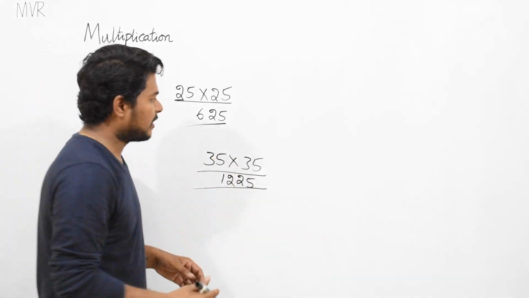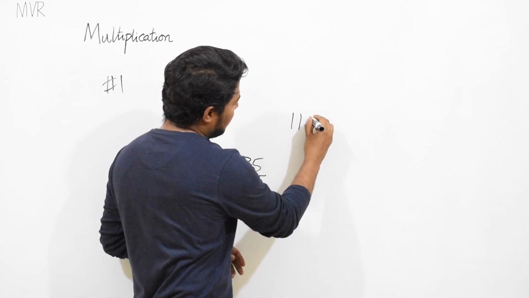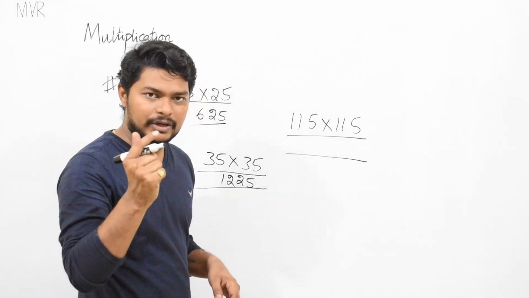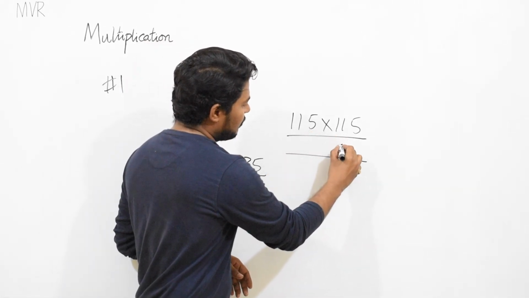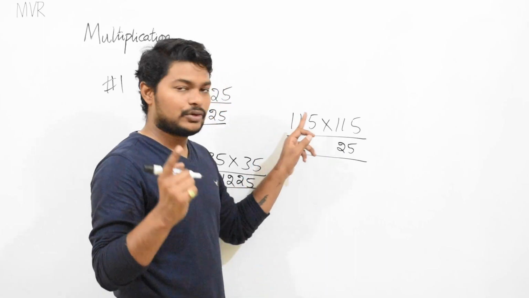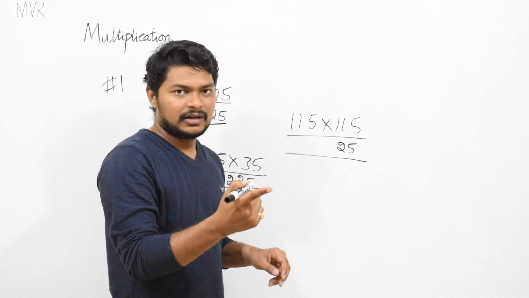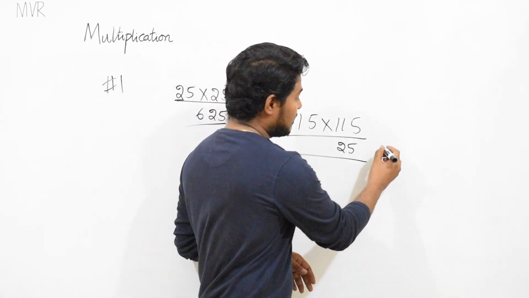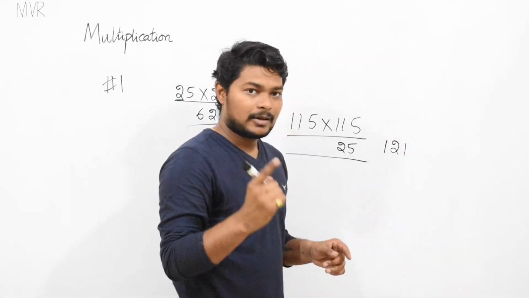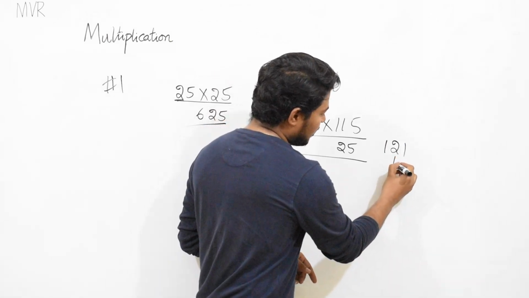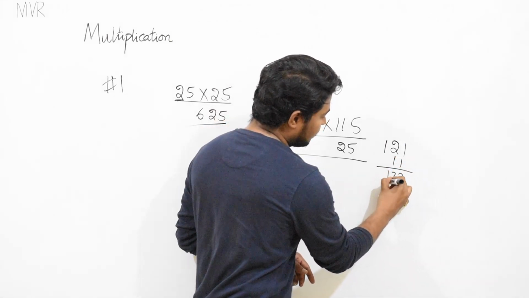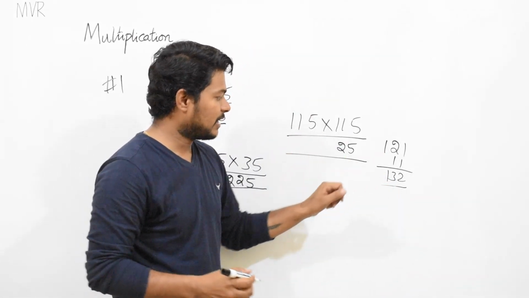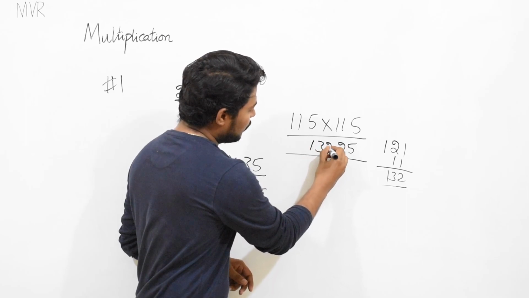You can take any big number, that is 115 into 115. 115 into 115, you can do it within no time. 5 into 5, 25. 11 into 12. For doing this, you should know the value of 11 square. 11 square is 121. Plus, you need to add 11 to that. Why? Because it is 11 into 12. If you multiply 11 into 12, you will get this. So this will be 132.